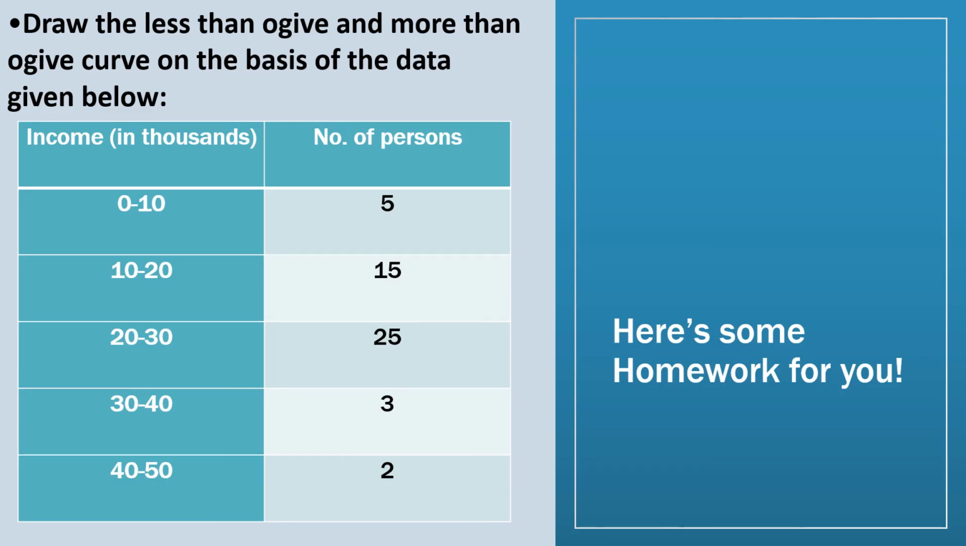Alright, my dear students, here is some homework for you. I'd like you to draw the less than ogive and more than ogive curve on the basis of the data given below. As you can see here, the variables are all concerned with economics. You have income in thousands and number of persons. This could also be profit, expenditure, wages, salaries, and so on. Well, what I want you to do essentially is draw the less than ogive and more than ogive. Let them be drawn on the same graph paper, and where they intersect, drop a perpendicular down and find out the median income in thousands.